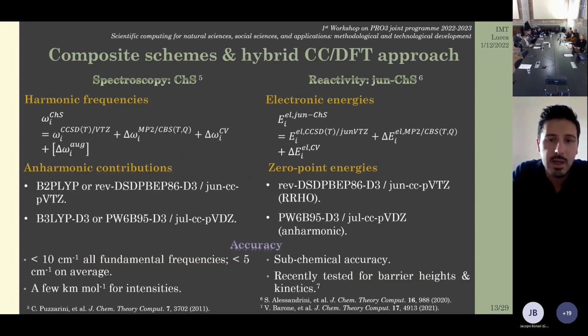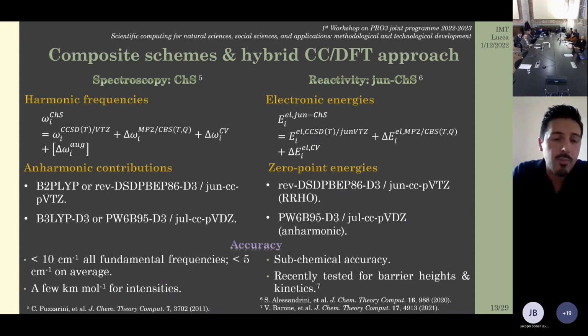These are the details of our computational protocols. I don't go into their detailed description. Clearly, I will be happy to answer questions about it. I just wanted to focus on the accuracy we can reach.